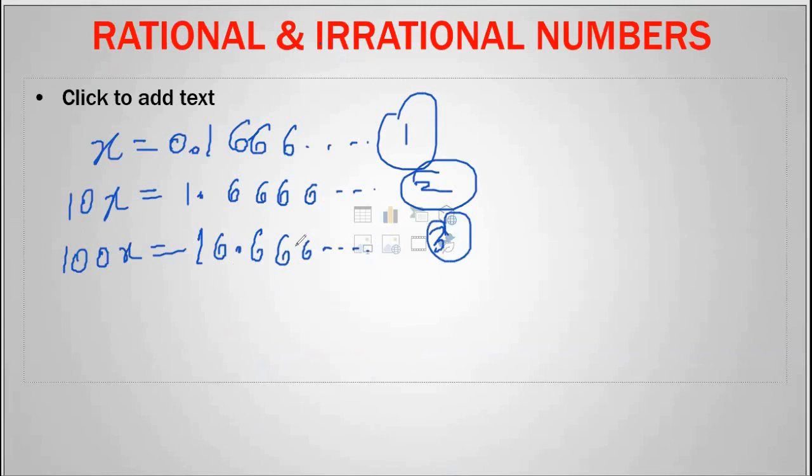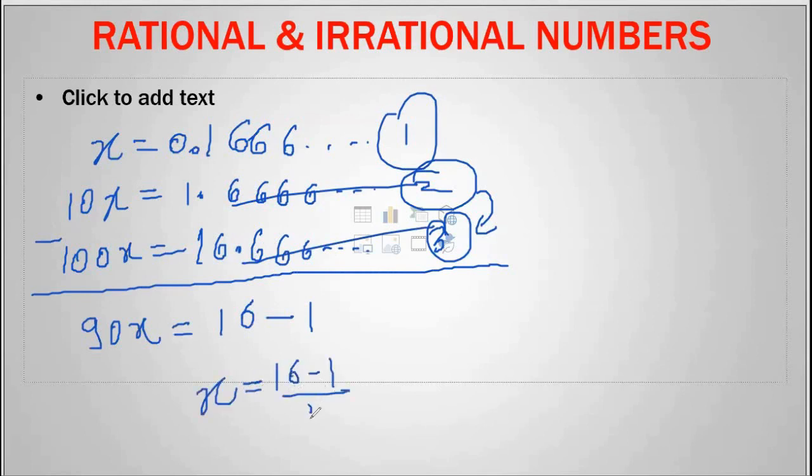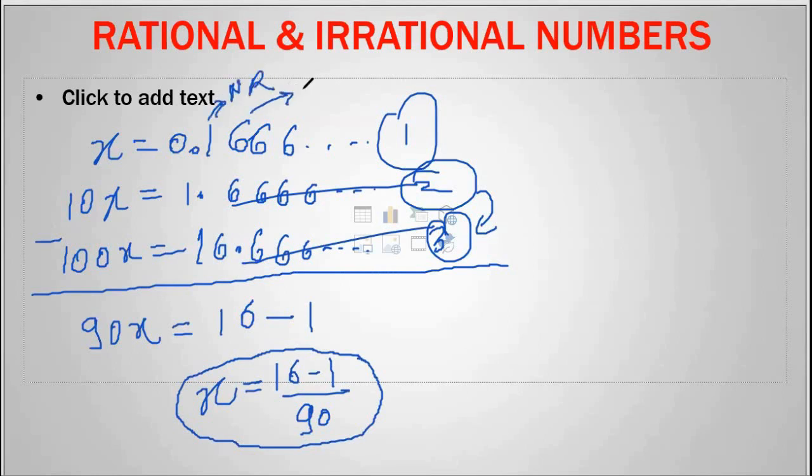So now I'll subtract the second equation from the third equation so as to get 90x equal to, this decimal part will get cancelled out, 16 minus 1. I'm just keeping it as it is, 16 minus 1 upon 90. Basically 15 by 90, 1 by 6. But I'm stopping it here just to get the fact. Here 1 was a non-repeating number and 6 was a repeating number.